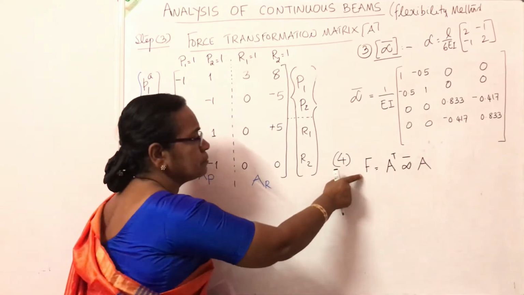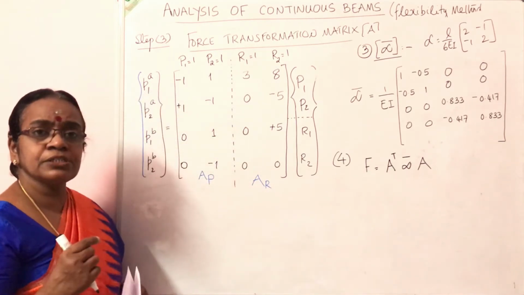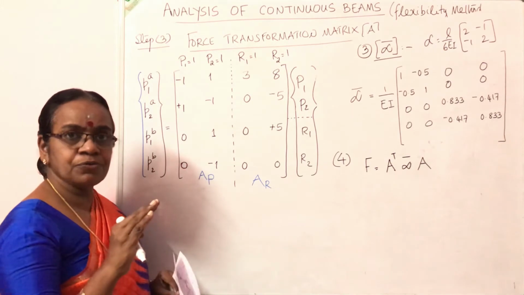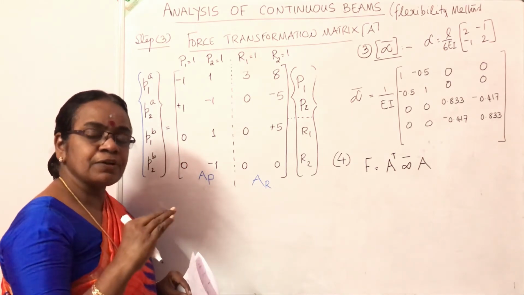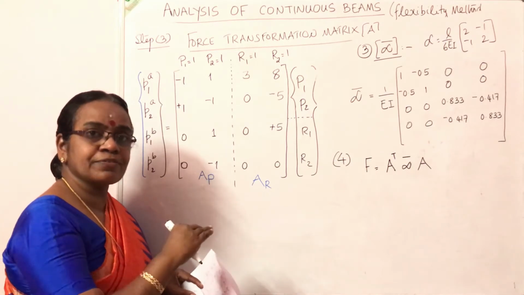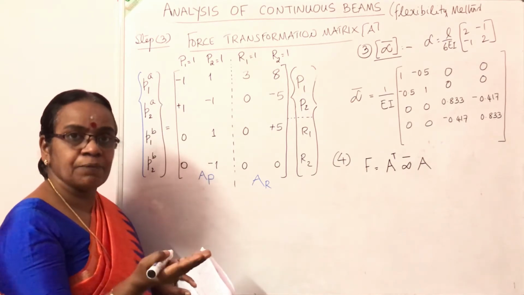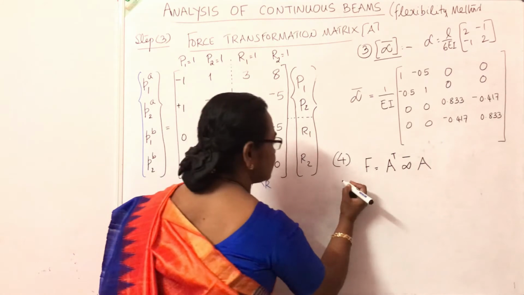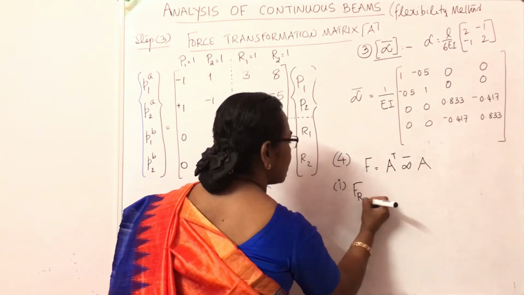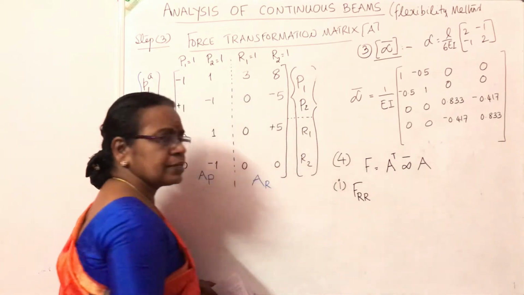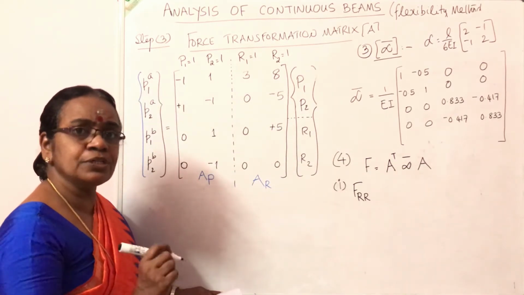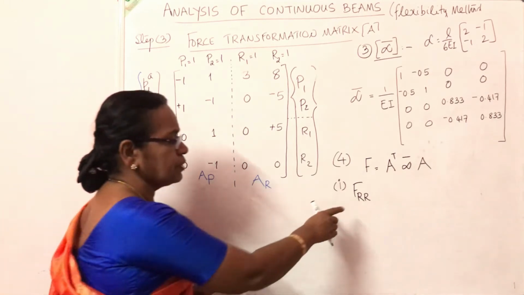Ultimately, what is the flexibility matrix? It is a deformation in the structure. These are all deflection values, the deflection values at the point of redundancy due to external load and vice versa. I am going to do it in different steps. The first step is FRR. I am going to calculate the deformation in the structure at the place of redundant due to the action of redundants. That is the physical meaning of it.